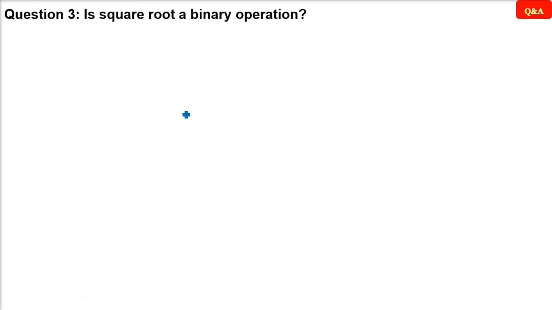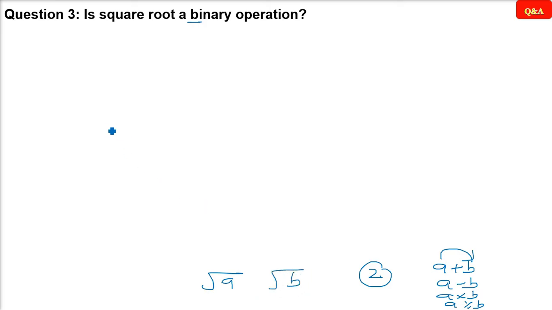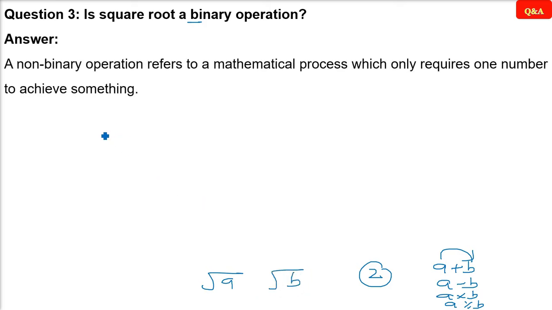Is square root a binary operation? Binary means there has to be two operands. Unary means only one operand, or one value, is required. Because if you are writing a plus b, a and b are two values, a minus b, a into b. So the plus, minus, division only work on two values. So that is binary operation. But what if I take under root a? I'm not using two values, only one value. Under root a is only one value.